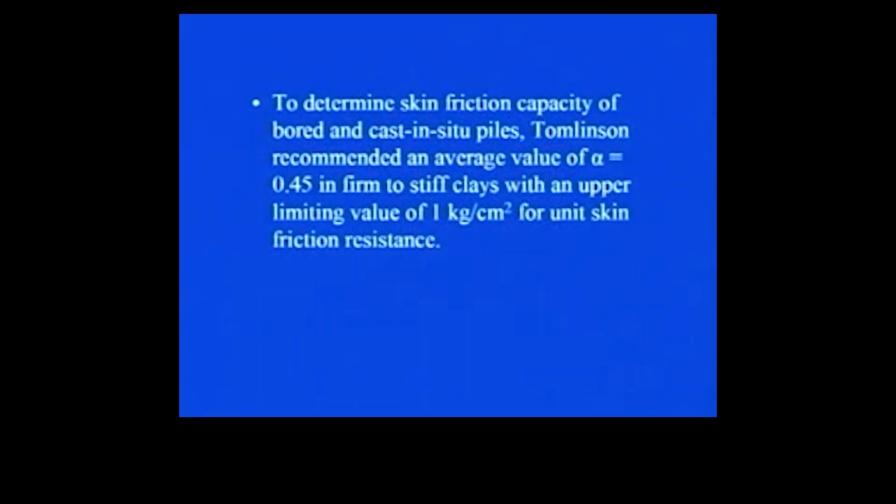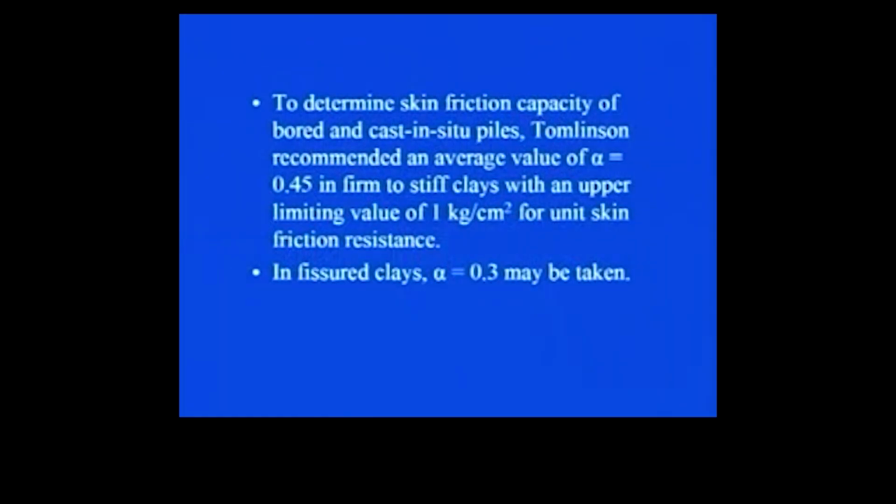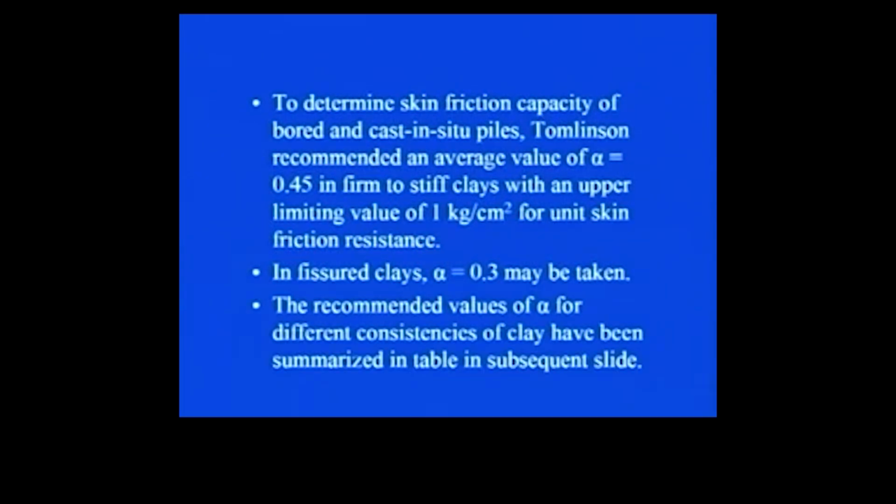Now, to determine skin friction capacity of bored and cast in situ piles, Tomlinson recommended an average value of alpha equal to 0.45 in firm to stiff clays with an upper limiting value of 1 kg per centimeter square for unit skin friction resistance. So, these are some of the guidelines for picking the values of alpha. In fissured clays, this value can be taken as 0.3.